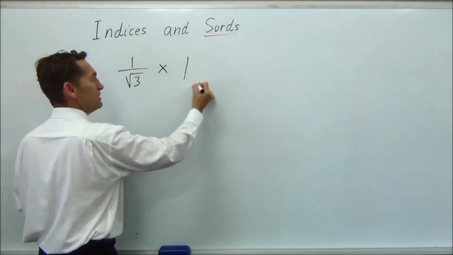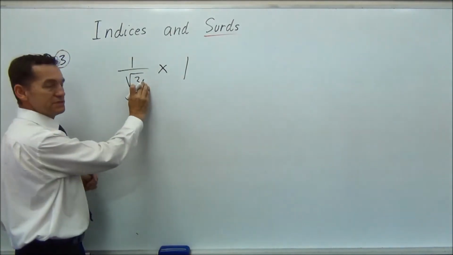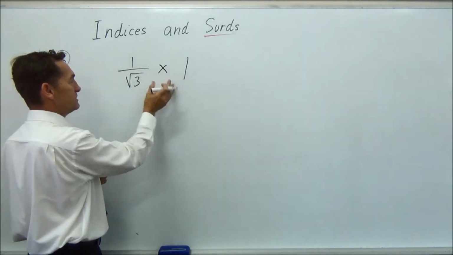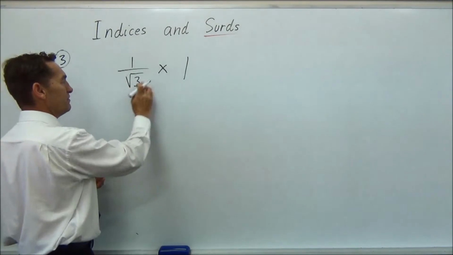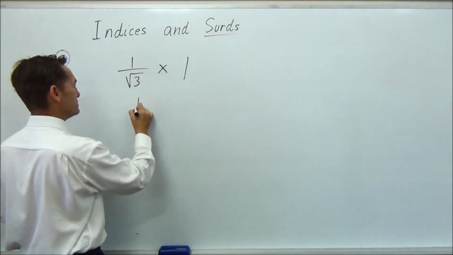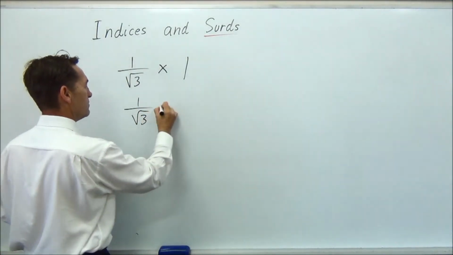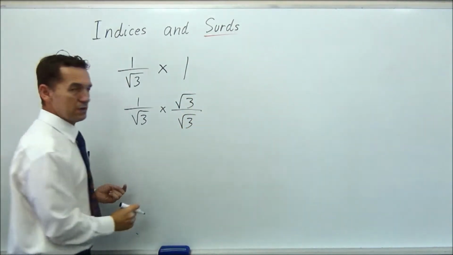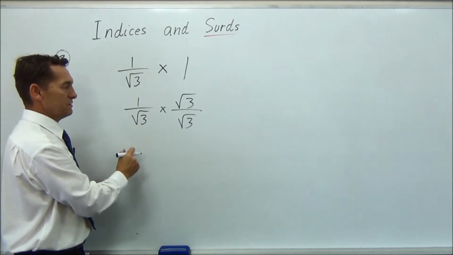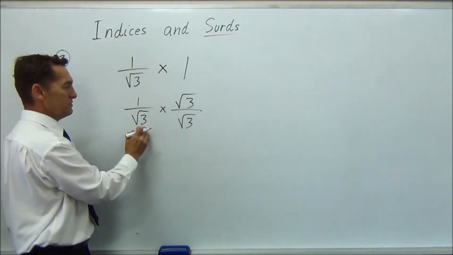But the value we use for 1 is based on here. So we're not going to change anything because if you multiply something by 1, it's the same thing. But the value we're going to use is root 3. So we're going to actually do 1 over root 3 multiplied by root 3 over root 3. So we haven't changed anything. Okay, we're actually doing this, but we're using this.